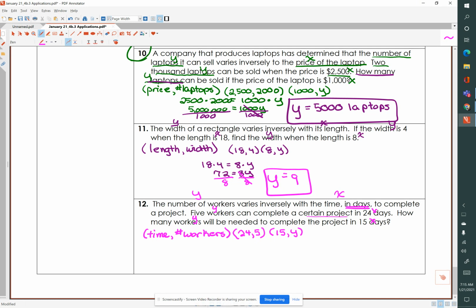So let's set this up. We have 24 times 5 equals 15 times y. 24 times 5 is 120 equals 15y. And now we'll divide both sides by 15. And when we do, y will equal 24 divided by 15, 8. And what are we talking about? How many workers? So y equals 8 workers.